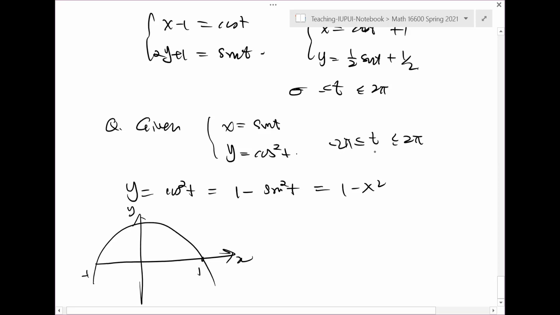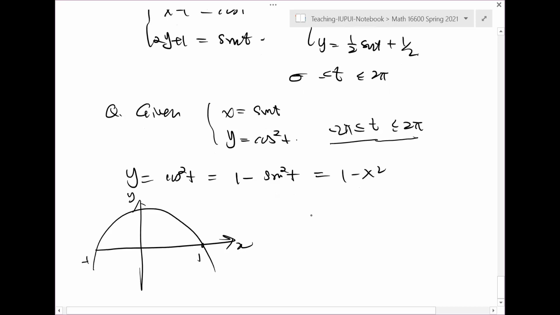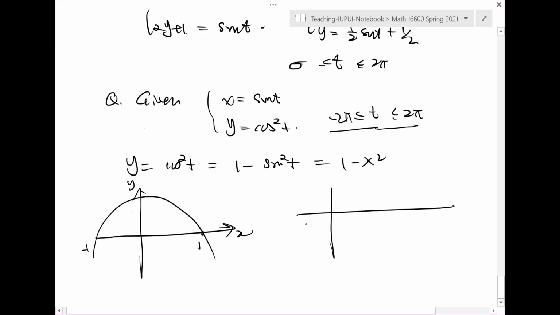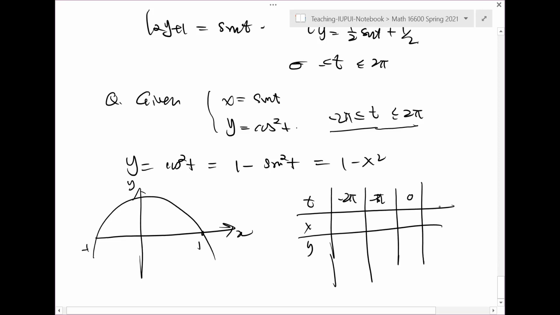I think you just need to begin from 0 to 2 pi because they're both periodic functions. It's still repeating. Right? Or you can start from negative 2 pi to positive 2 pi. Okay. So t and x and y, right? So this is negative 2 pi, and maybe negative pi, maybe 0. Okay. So then it's repeated.